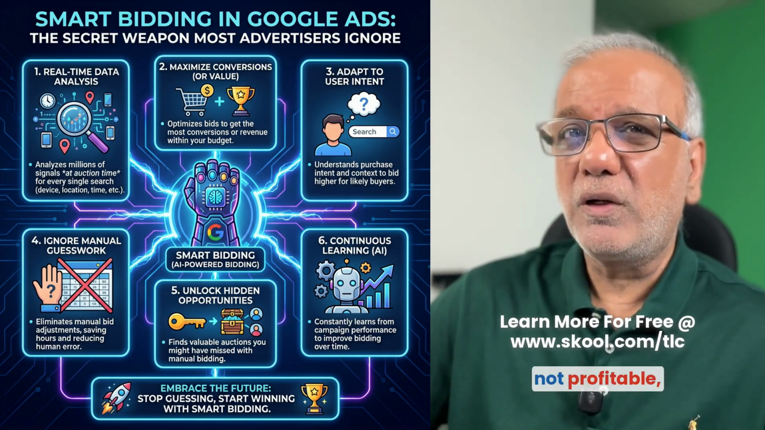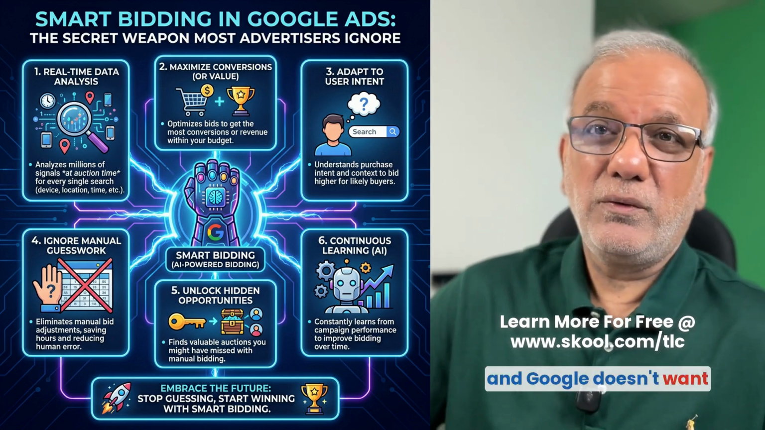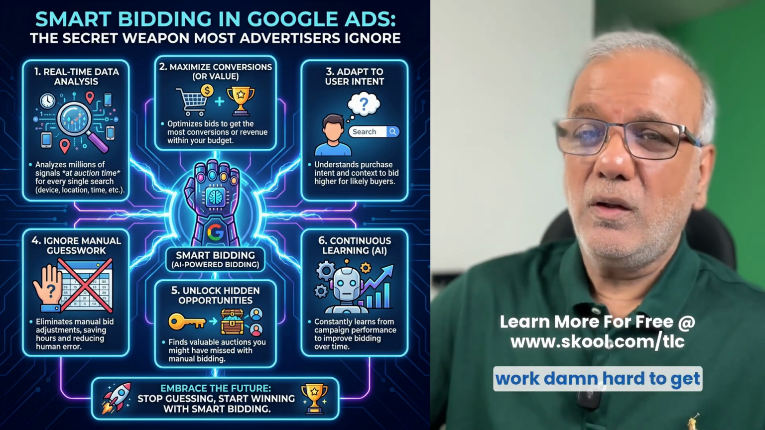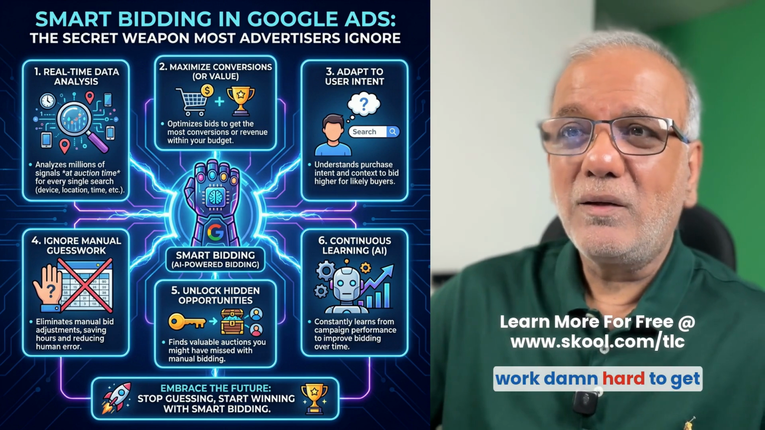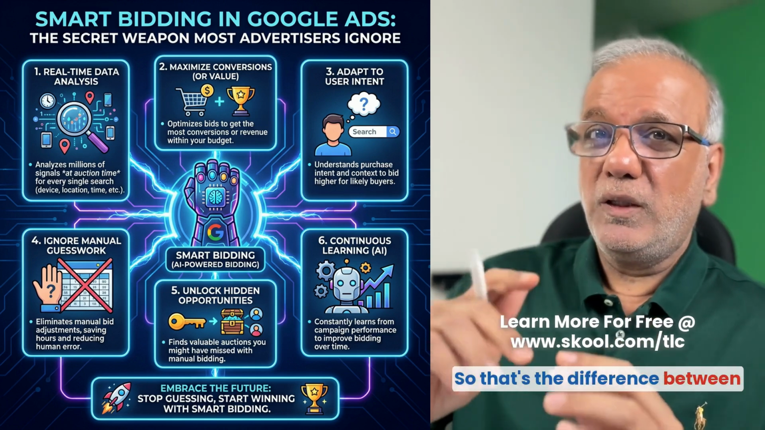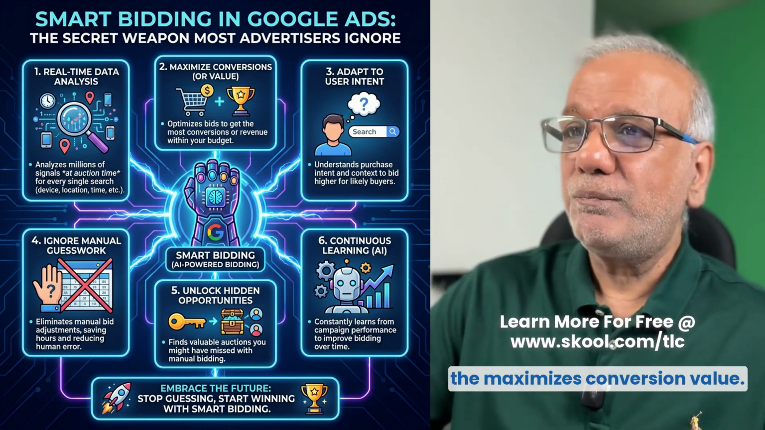Because if you're not profitable, you're going to stop running ads. And Google doesn't want you to do that, because it's not in its interest. So the AI is going to work damn hard to get you the results. So that's the difference between maximize conversions and maximize conversion value.